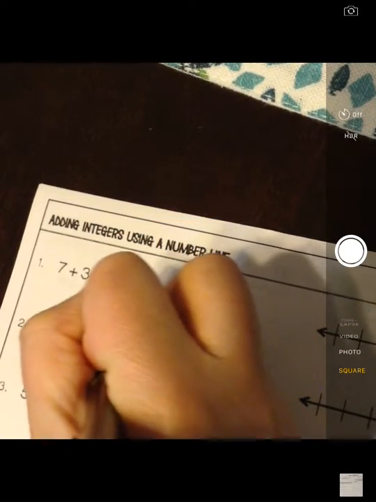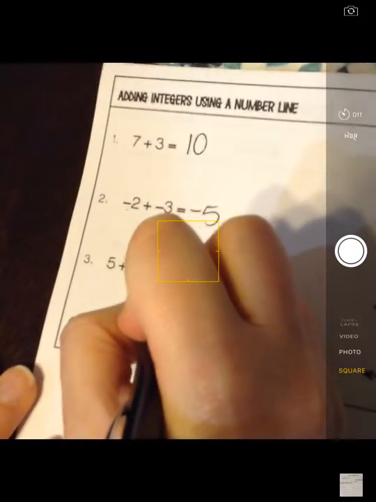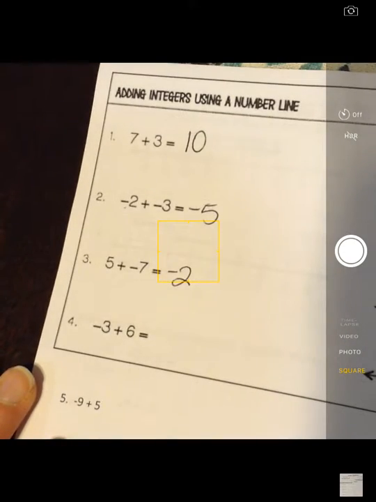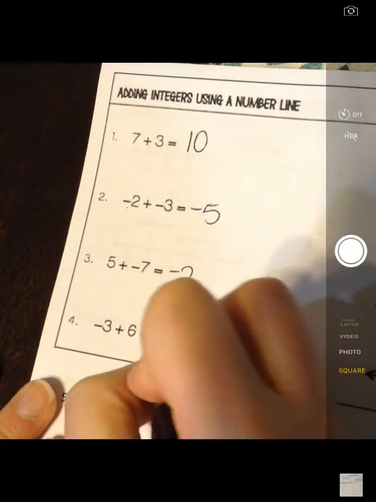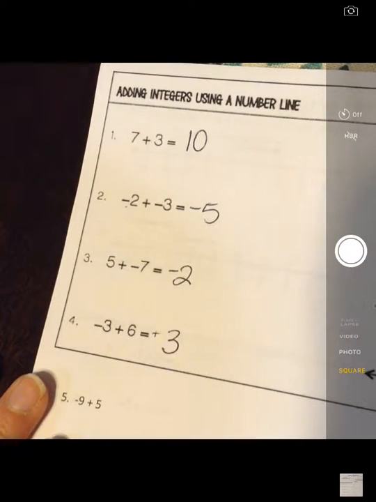Negative 2 plus negative 3, same signs. We would add and keep. Different signs, we would subtract and keep the sign of the higher. Subtract, keep the sign of the higher, which would be positive. So let's show this on the number line.